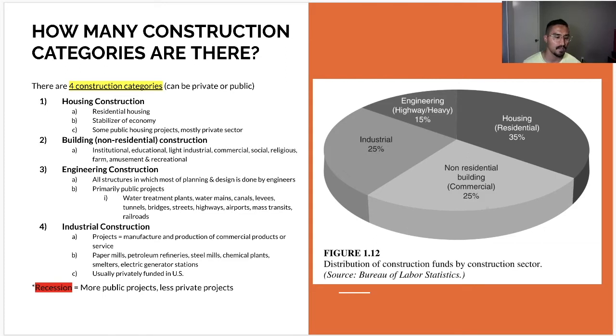An important takeaway is that in a recession, there are more public projects and less private projects, and when there's a booming economy, it's the opposite. So looking at this pie chart, we can see that housing projects are 35%, which is the largest chunk. Second comes in at a tie between industrial and non-residential buildings at 25%, and the remaining 15% is engineering projects.